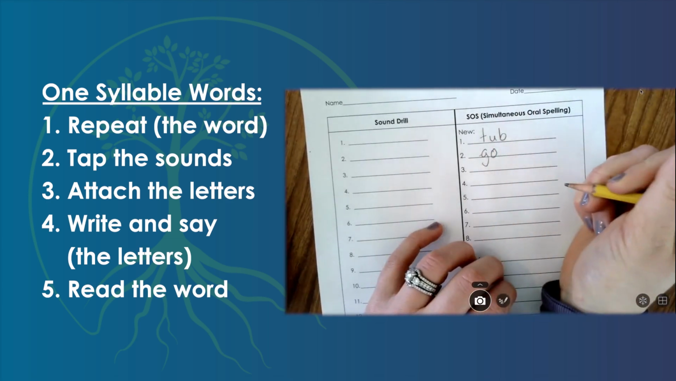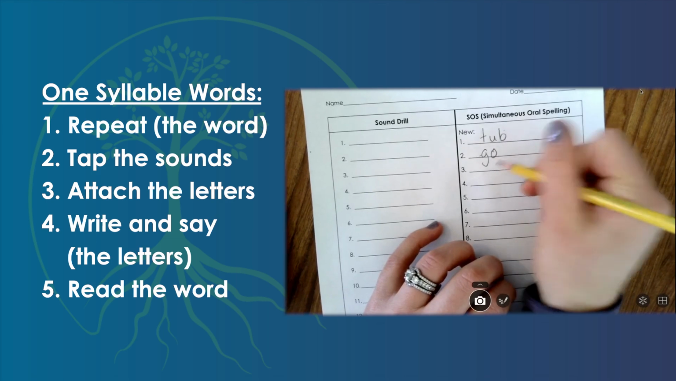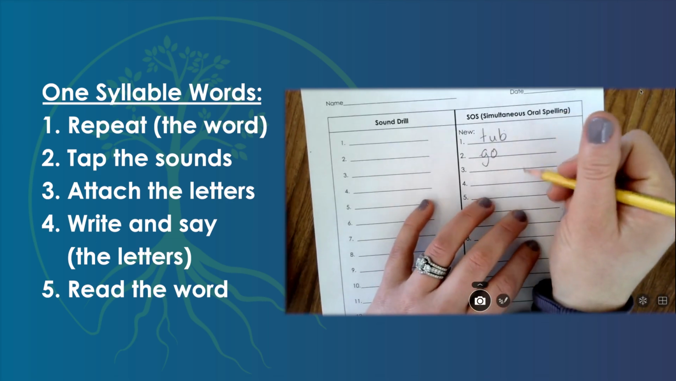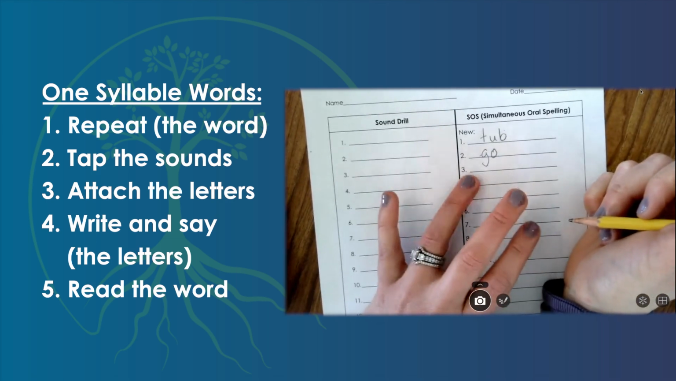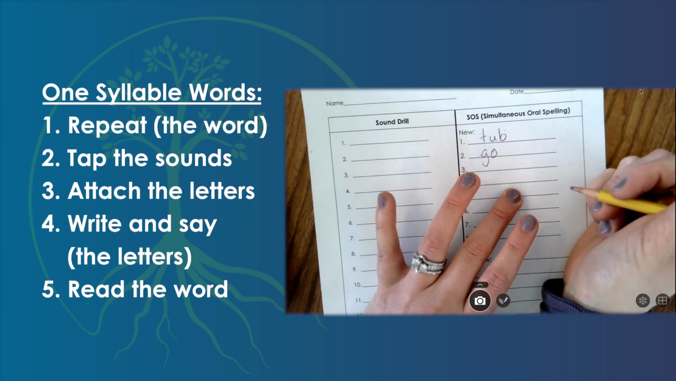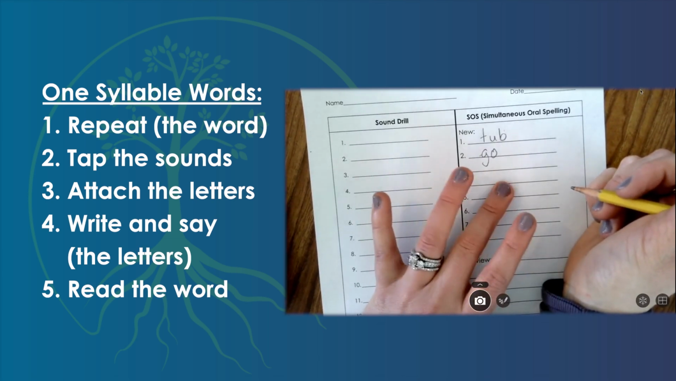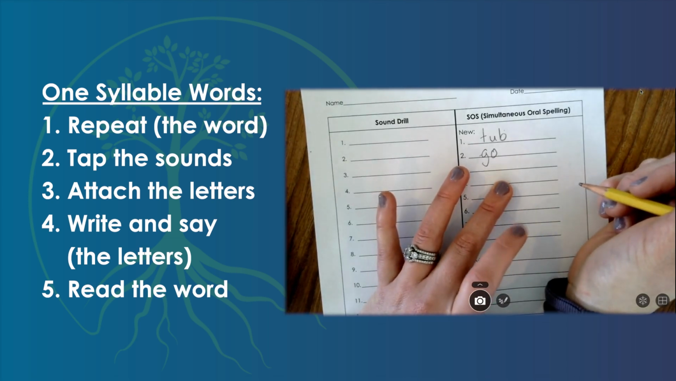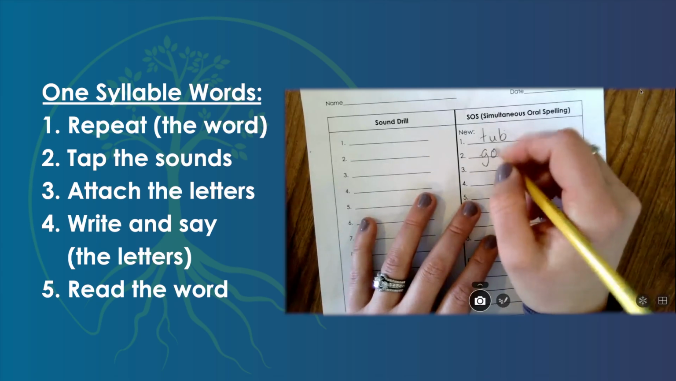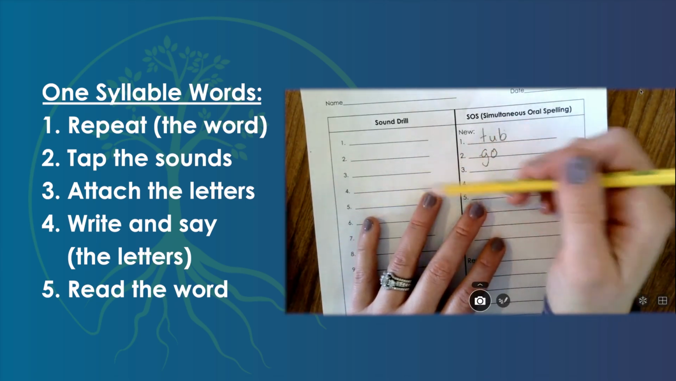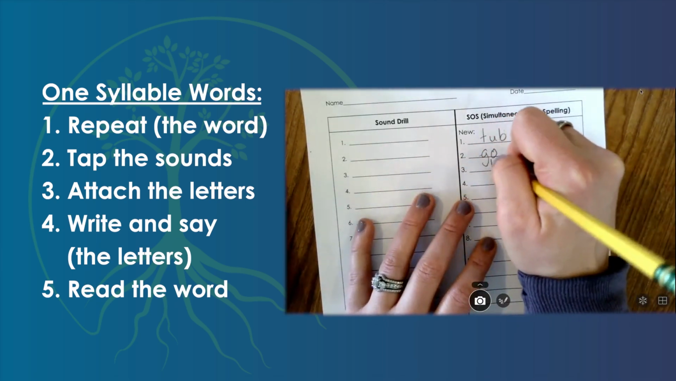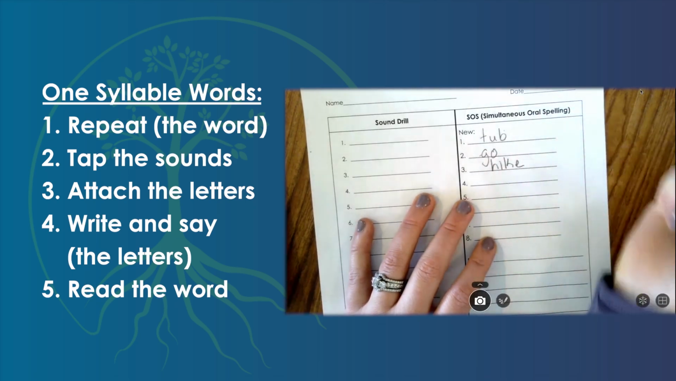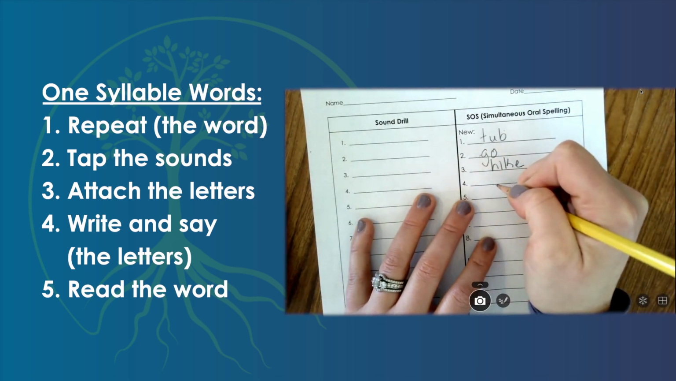Number 3 will be, this was closed, this was open, so let's do a vowel consonant e. Let's do the word hike. Tap hike, h, i, k. Attach the letters H-I-K. Now there's a silent E, so the way I was taught is you can have them wiggle the E to show that it's there, but it's silent. Attach the letters would be H-I-K-E, and then write and say H-I-K-E. Read the word hike.